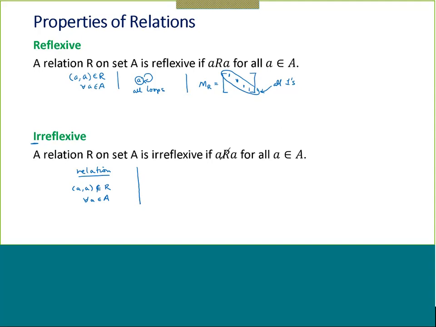Now, in terms of your digraph representation, what happens? Here you have no loops. On every single one of your vertices in this digraph representation, no loops whatsoever. Now, thirdly, what happens with your matrix? Any guesses what's going to happen with the matrix?